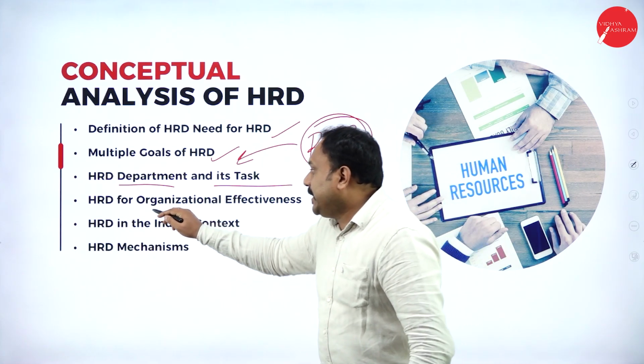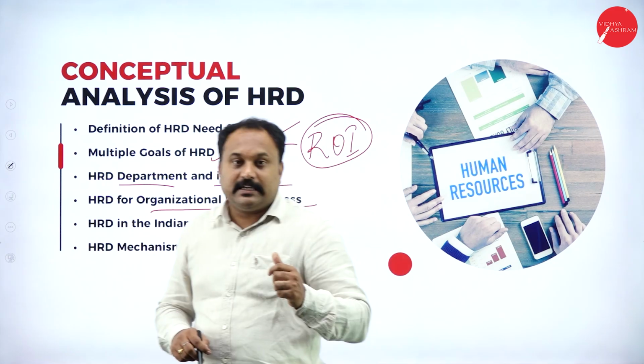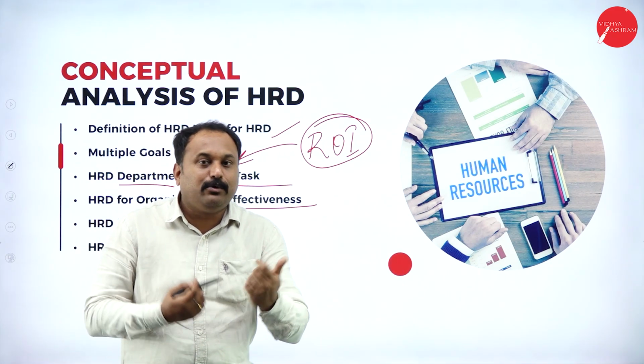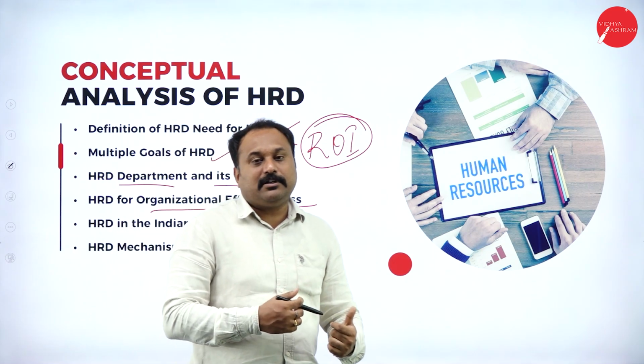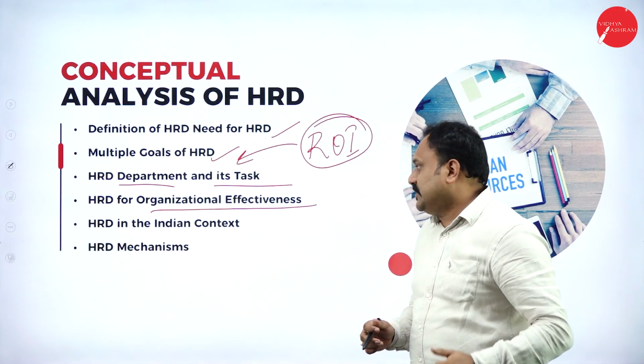Next is HRD for organization effectiveness. Is efficiency met? Is effectiveness met? That is what you're going to evaluate. In this chapter, we're going to learn about both, that is effectiveness as well as efficiency.